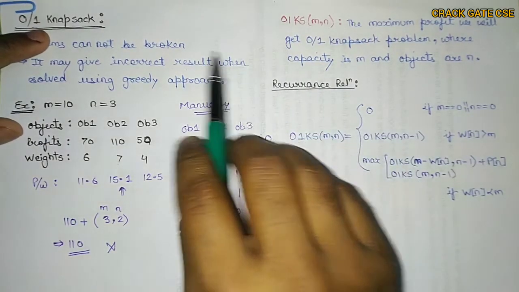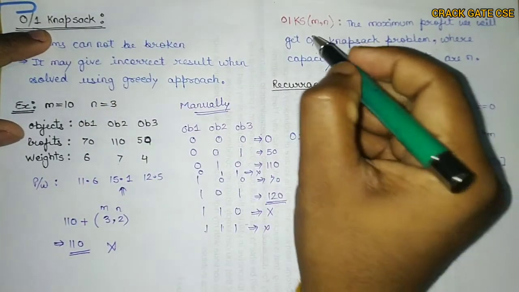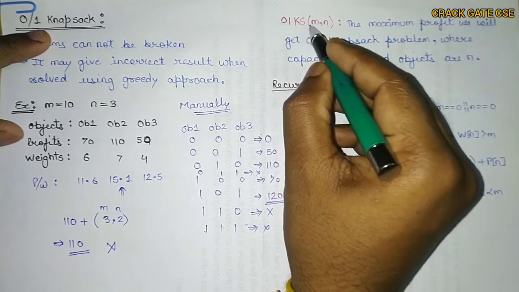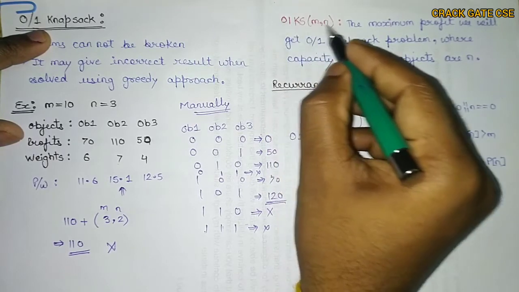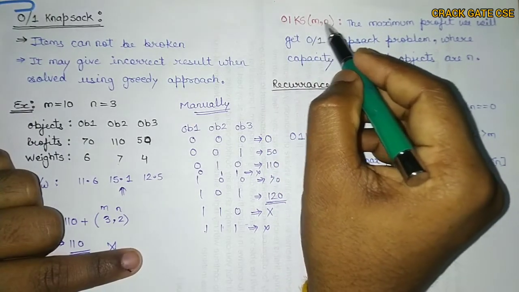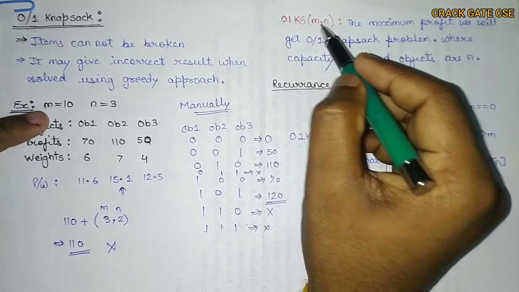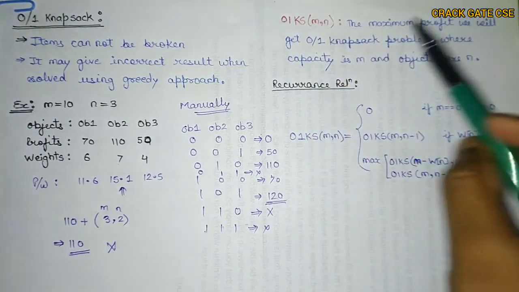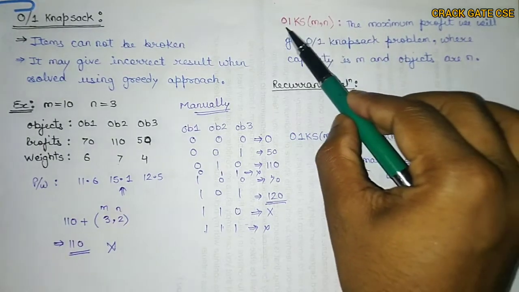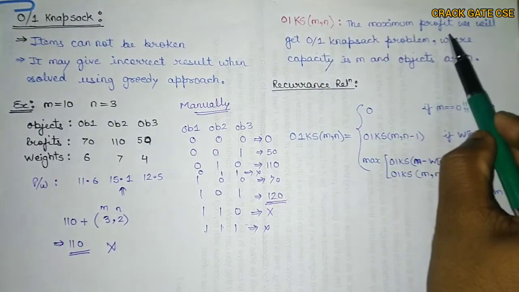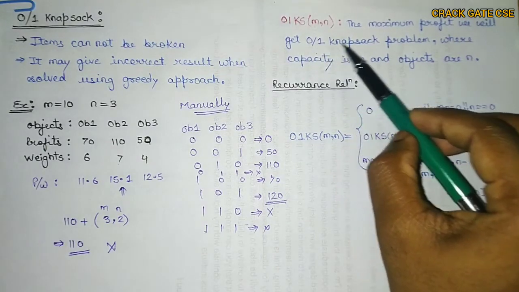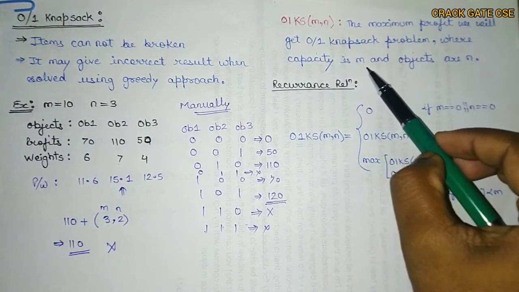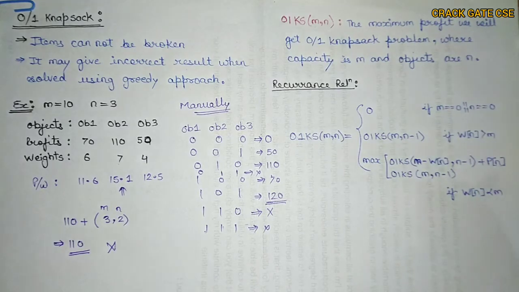So instead of 0/1 knapsack, I am writing it as a function, that is 01KS(m, n), the 0/1 knapsack of m and n. Here m is the capacity of the bag and n is the number of objects. The output of this function will be the maximum profit we will get from the 0/1 knapsack problem where the capacity is m and the number of objects is n. This is the notation I am using to write down the function and recurrence relation.